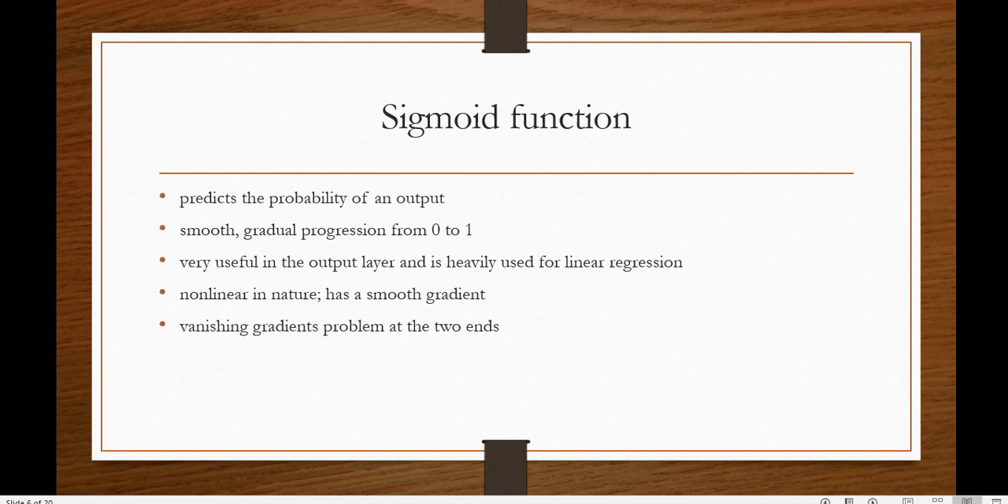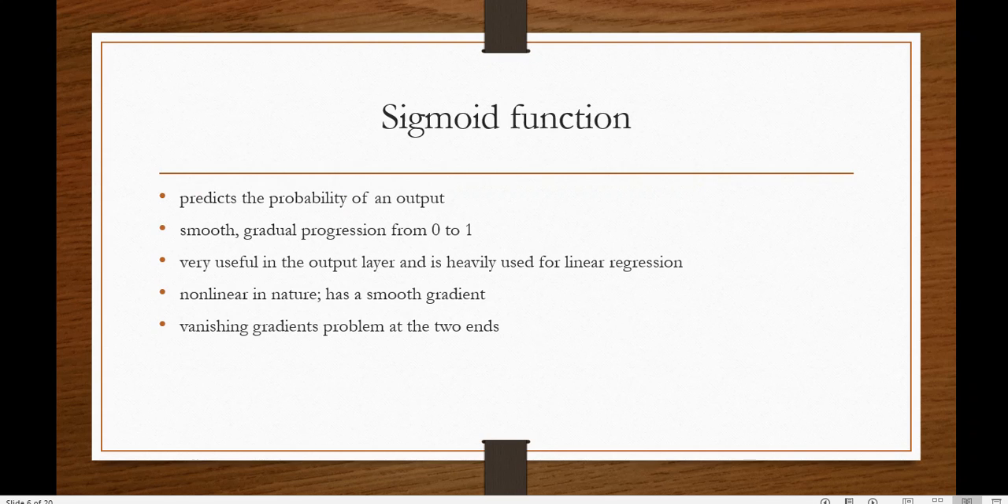As it is ranging from 0 to 1, generally the sigmoid function helps you to predict the probability of an output. It is a smooth gradual progression from 0 to 1. So that is the difference with the threshold function, because the threshold function is a step function, where you have the outcome as either 0 or 1. But here in the sigmoid function you have any outcome between 0 and 1. So that is the difference.